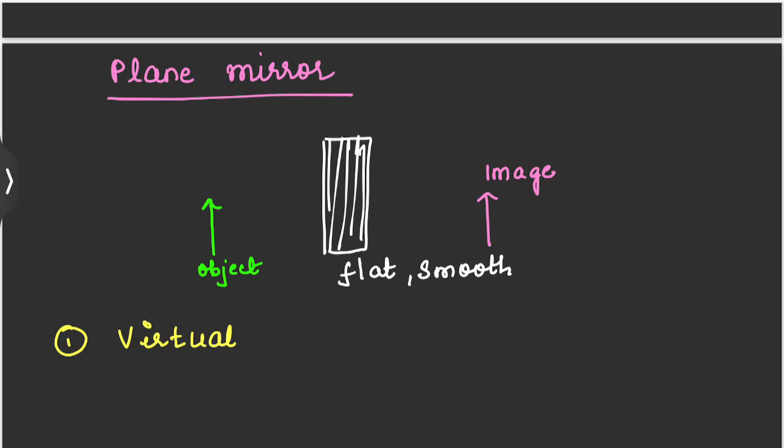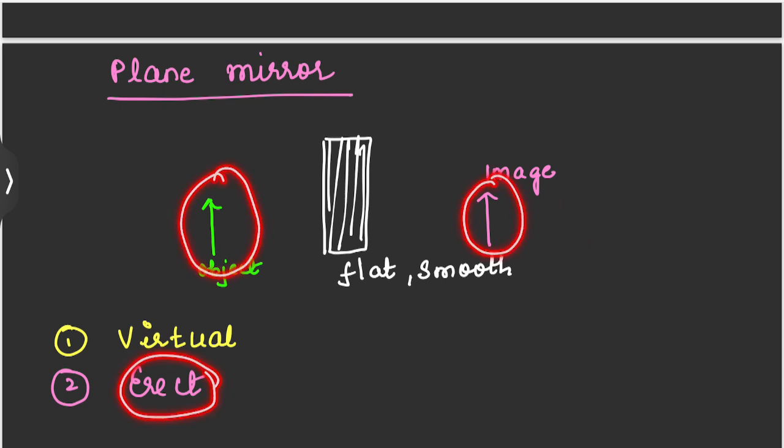And second is erect. Erect means it is straight. Here you can see the head and then the legs. In the same way, here the body will be upright, with the head on top and the legs below. This is called erect. Opposite to erect is inverted. Inverted means the head will be down and you can see the body upside down. But here an erect image is formed, meaning an upright image.